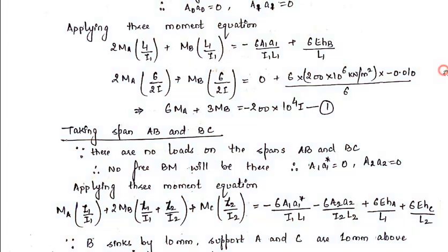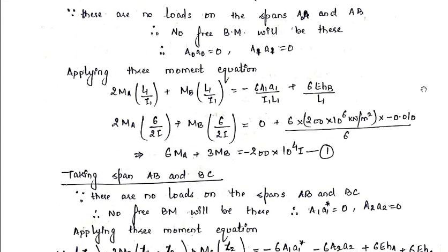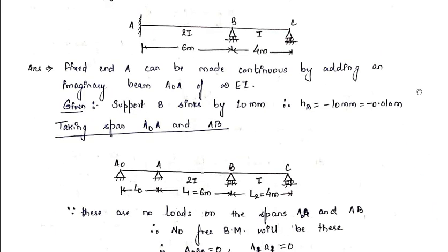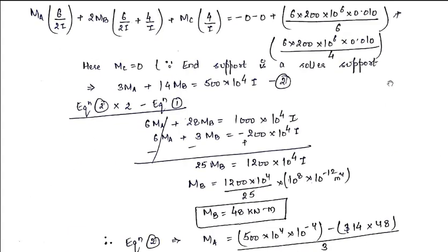Okay, now while putting this value, you have to keep one thing in mind: in the question, the value of E is given in terms of kilonewton per mm square. So while putting the value of E, you will have to keep in mind that the unit should be kilonewton per meter square. So kilonewton per mm square can be converted into kilonewton per meter square by multiplying it with 10 to the power 6. So here also we have multiplied it with 10 to the power 6.